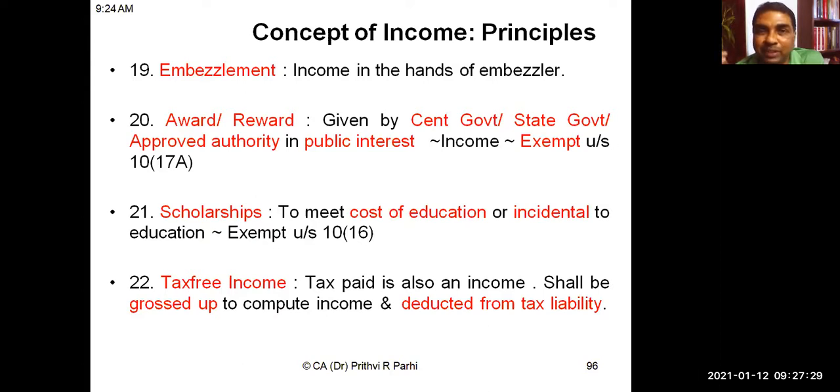In that case, what is your income? Your normal 10 lakh rupees plus the tax that is paid by the company. That is also your income. So in case of tax-free income, the tax which is paid on your behalf will also be treated as income, and consequently, your total income needs to be grossed up. And on that gross income, tax liability is to be computed. Did you understand this concept? Yes, sir. Okay, thank you.